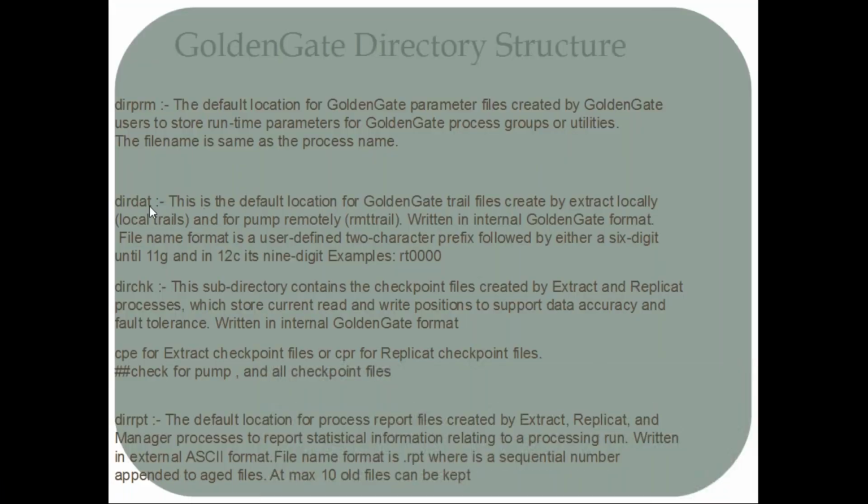Now dirdat. This is the default location for Golden Gate trail files created by extract locally and for pump remotely. Written in internal Golden Gate format. File name format is a user defined two character prefix followed by either 6 digits until 11G or 9 digits from 12C.